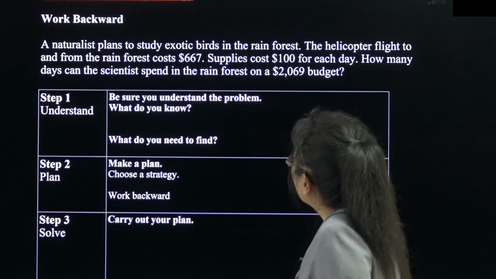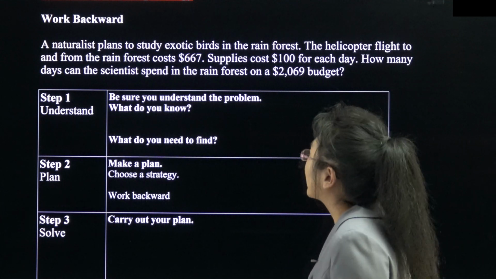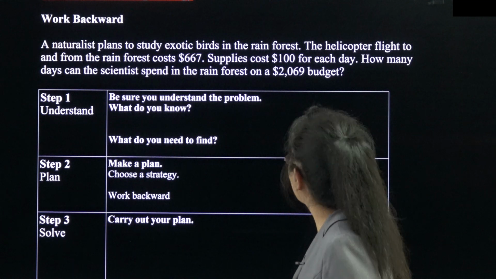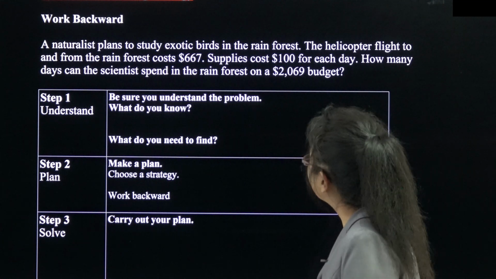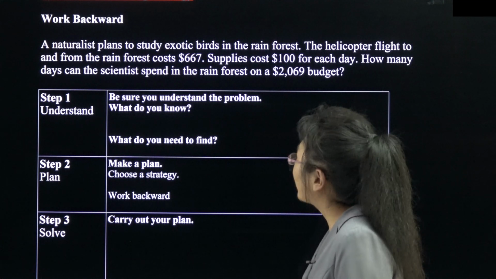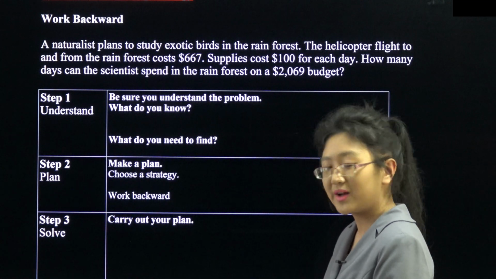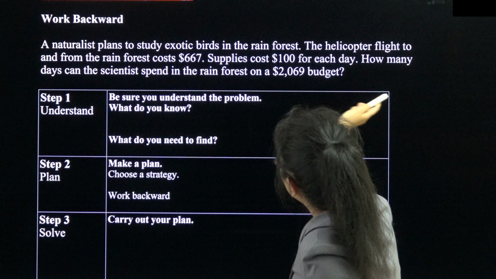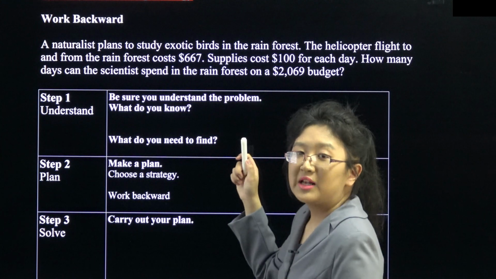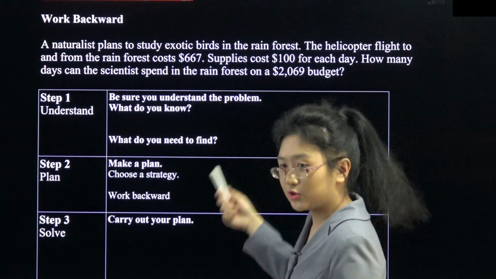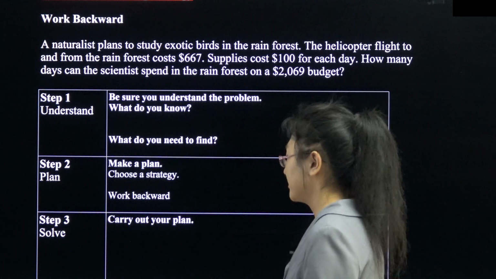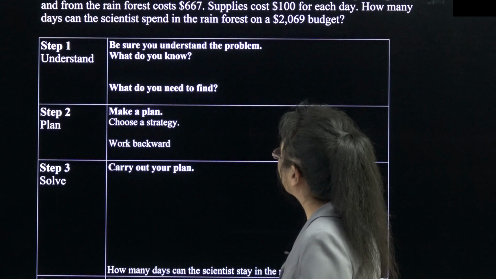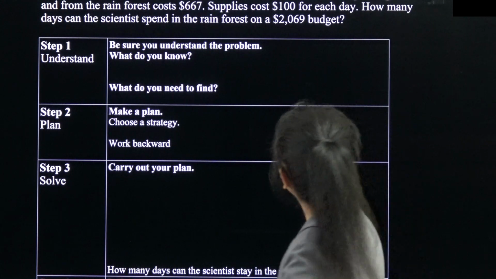Okay, so what do we know? We know how much each thing costs. And we know what the cost is per day. We also know how much money we have in total. What do we need to find? How many days we could stay there with the money that we have. Well, not we. Okay, they didn't mention their gender, so the naturalist has. Now, our strategy has to be work backwards because that's what we are supposed to do.